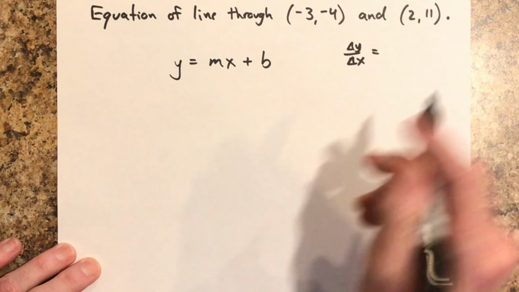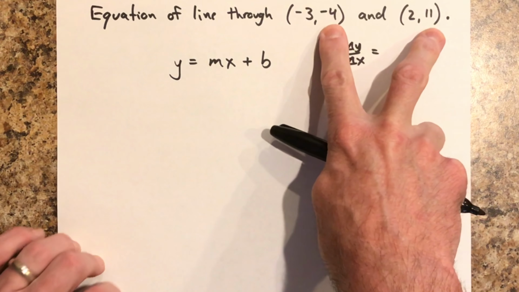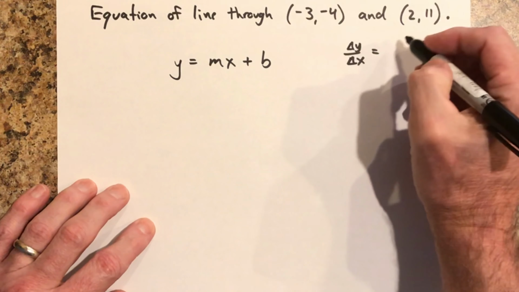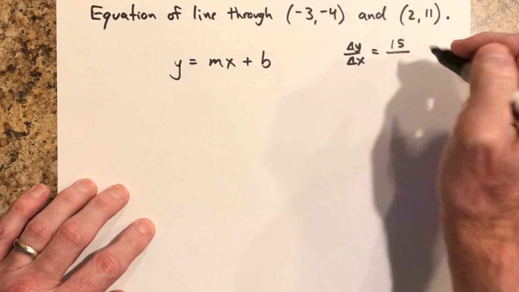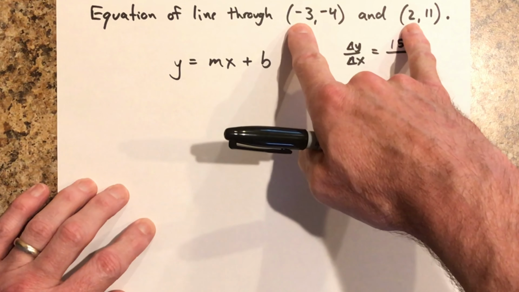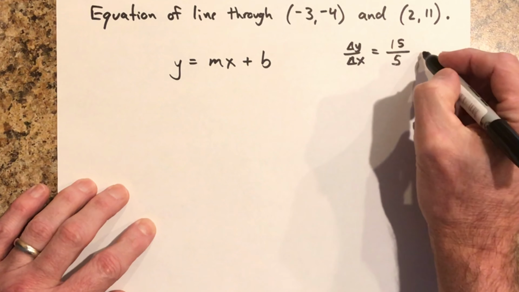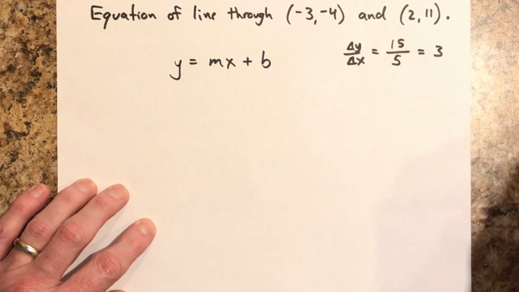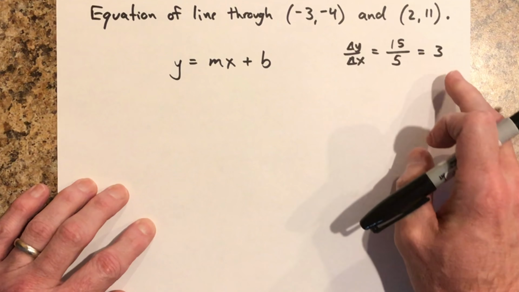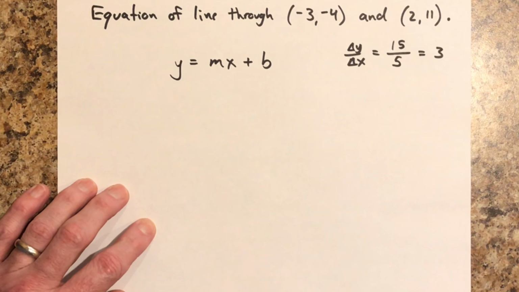Slope is change in y over change in x. Y goes from -4 to 11. That's an increase of 15. X goes from -3 to +2, which is an increase of 5. And 15 divided by 5 is 3. What this is telling us about the line, of course, is that every time x gets 1 bigger, y gets 3 bigger.